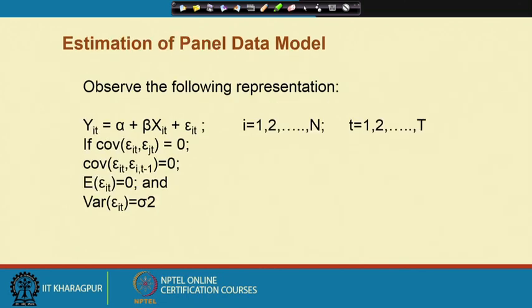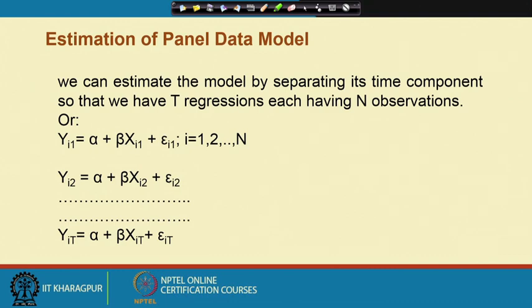So, corresponding to this model y_it equal to alpha plus beta x_it, the structure is like that. Here we can estimate the models by separating its time component, so that we have T regressions, each having N observations. For instance, we can start with y_i1 equal to alpha plus beta x_i1. So, keeping time constant at t equal to 1, if you allow i to vary, then the first model will be like this. Again when we fix t equal to 2, then the model will be y_i2 equal to alpha plus beta x_i2. Similarly, you continue, then y_i3 equal to alpha plus beta x_i3.